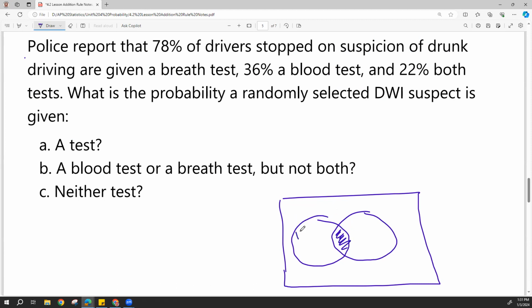For our breath test, I'm going to say BR, and our blood test BL. 22% get both tests. 36% get a blood test, but 22% of them are already in there. So we'll do 0.36 minus 0.22 and get 0.14. 78% get a breath test. We'll subtract out our 0.22 because they're already accounted for and get 0.56.